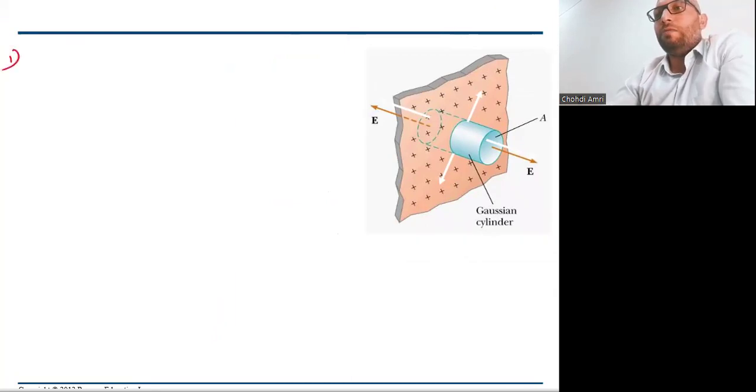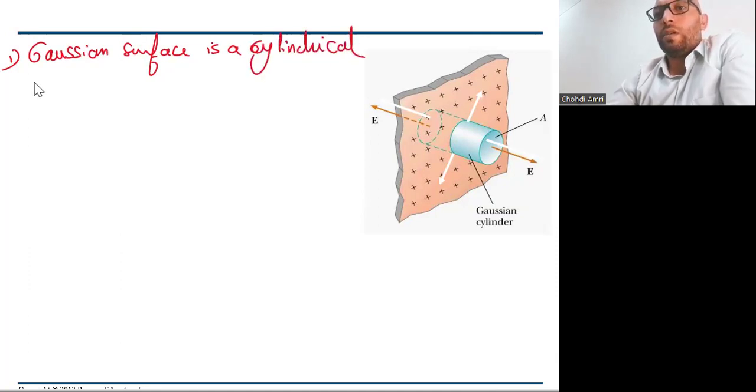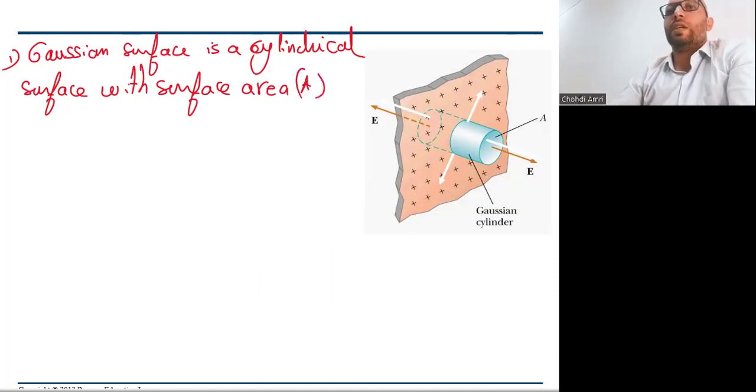Gauss's law says to define the Gaussian surface. You see here that the Gaussian surface is a cylindrical surface, but we will define the Gaussian surface based on the surface area A. Okay, with surface area A.